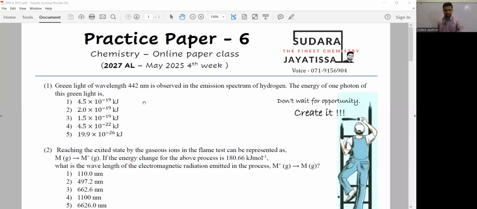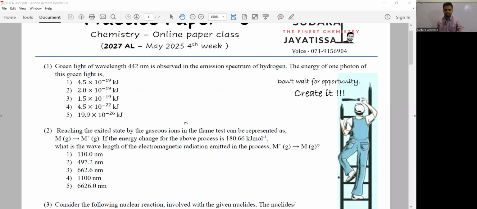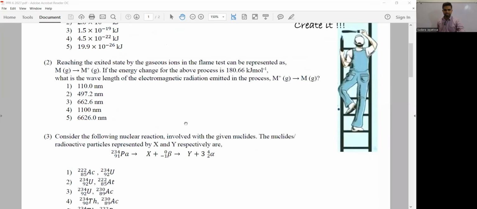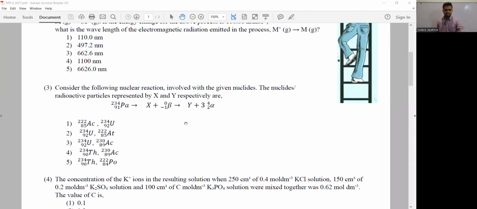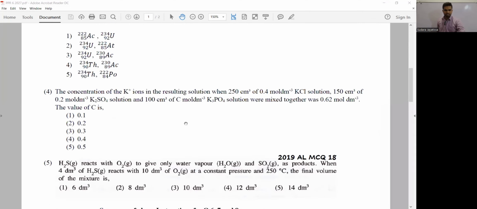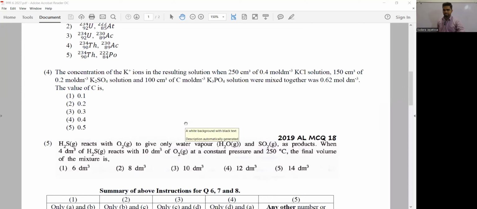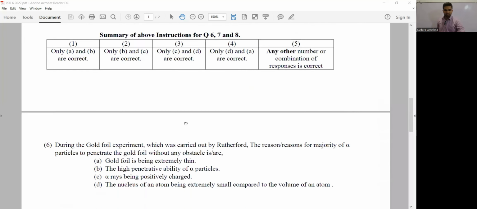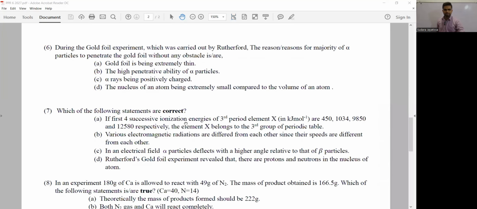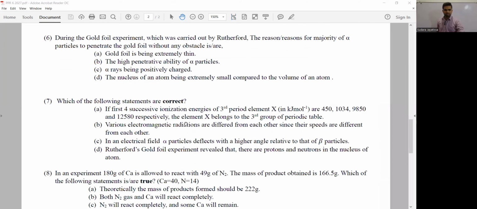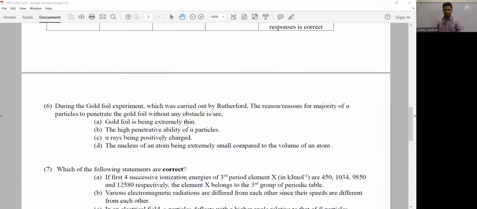So this paper contains again 10 MCQs. Let's see what are the questions we are going to discuss today. Questions from atomic structure, from the recent topic we discussed, the first 2 MCQs. Then we are having a nuclear reaction MCQ, and then 2 chemical calculation MCQs. Then we have some theory MCQs, which are coming from the first unit. Okay, right.